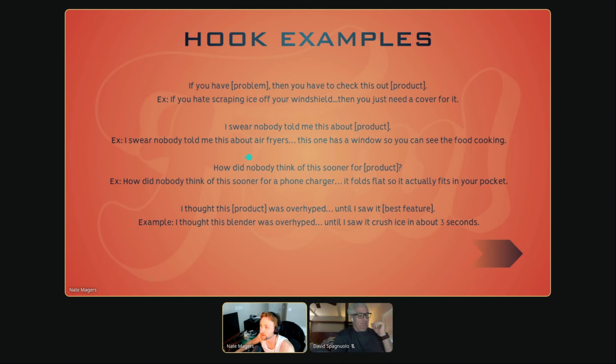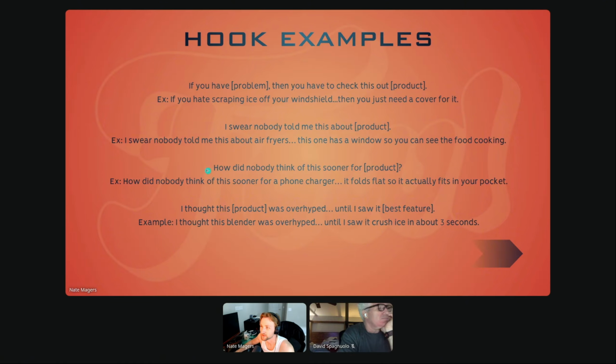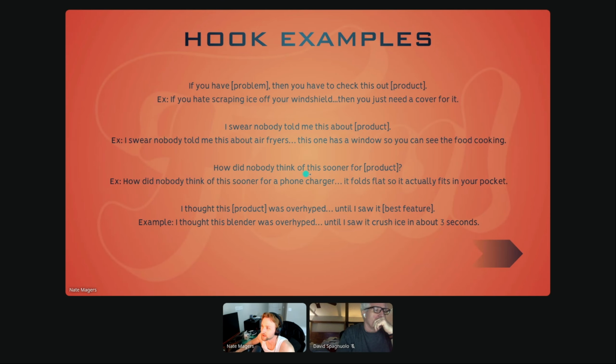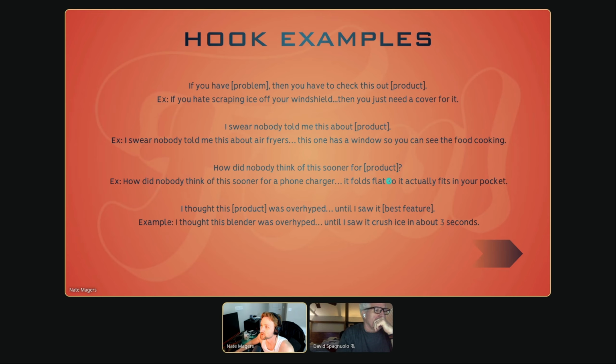You can use it towards the beginning of the video. And an example, how did nobody think of this sooner, for a phone charger? This was Nick's example, but it folds flat so it actually fits in your pocket, something like that. How did it take until 2024 to invent a computer monitor with no wires? I don't know. That doesn't exist, but you get what I'm saying. Maybe it does exist.